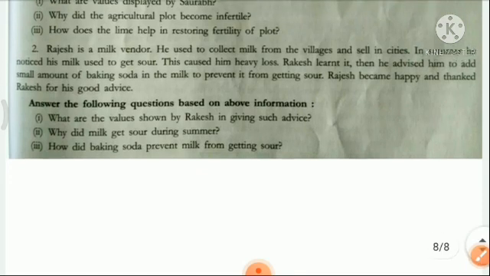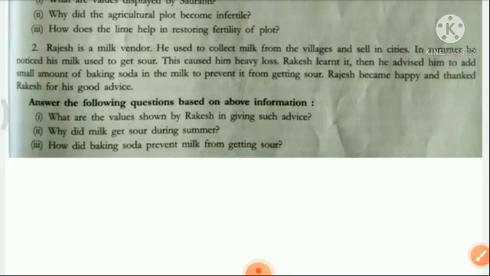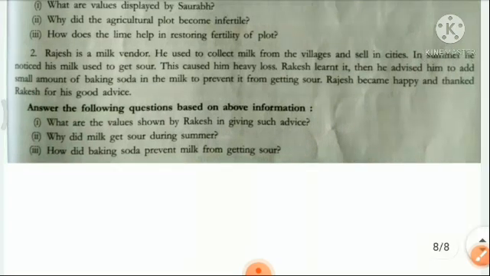How did baking soda prevent milk from getting sour? When a small amount of baking soda is added to the milk, since baking soda is a base, it neutralizes the amount of lactic acid formed in the milk, so that the milk remains neutral in summer. Since the milk remains neutral when we add baking soda, it will not become sour. Clear? So these were the answers.